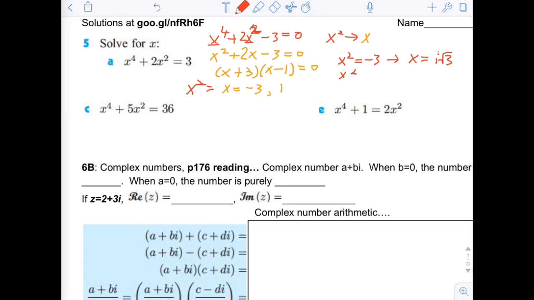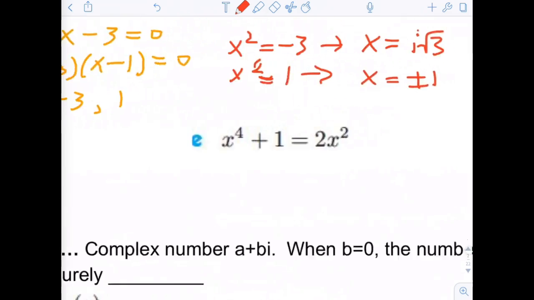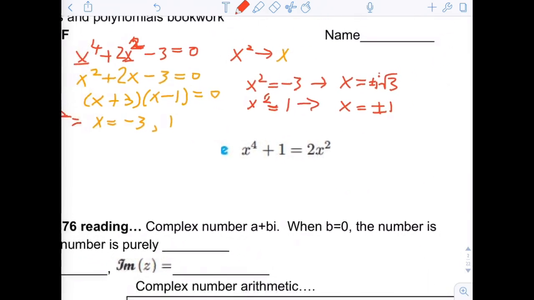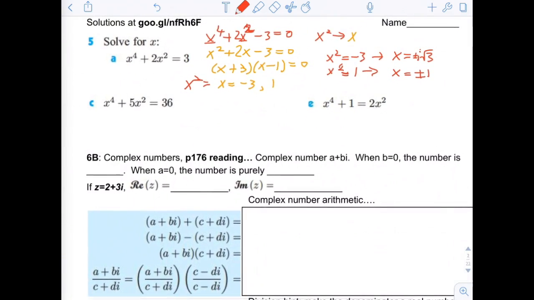And x squared equals 1. Then we know x squared equals 1. That leads to x equals plus or minus 1. Oh, and this one is actually plus or minus i square root of 3. Okay, all right, 5.